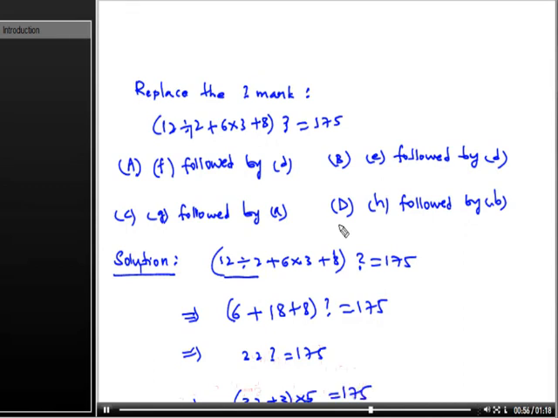Therefore, what we have done here: plus 3 we have operated first. Then we have operated into 5. Plus 3 and into 5 is F followed by D. Therefore, first we have performed F, then we have performed D. Therefore, choice A is the answer.